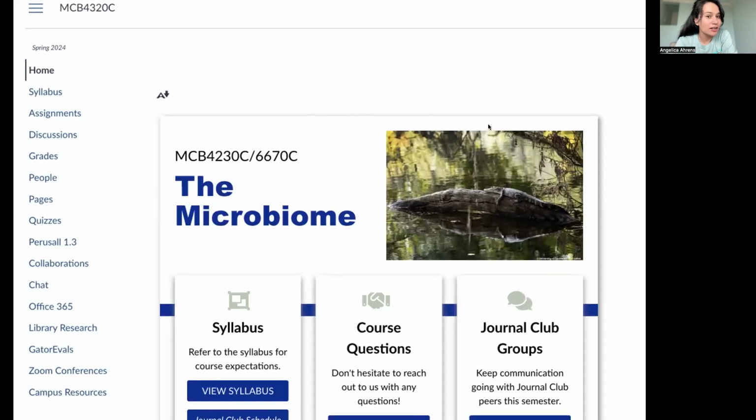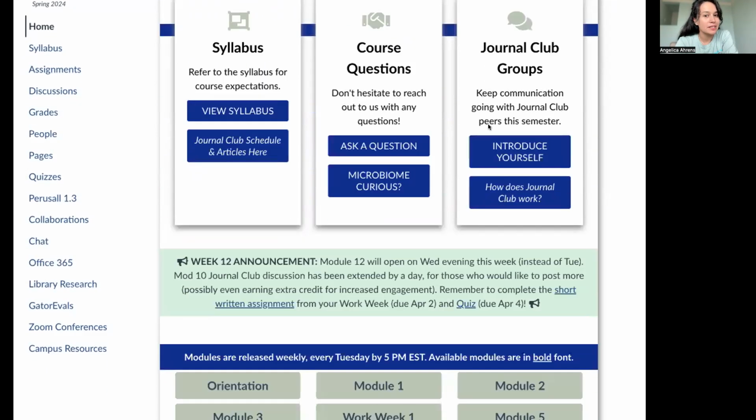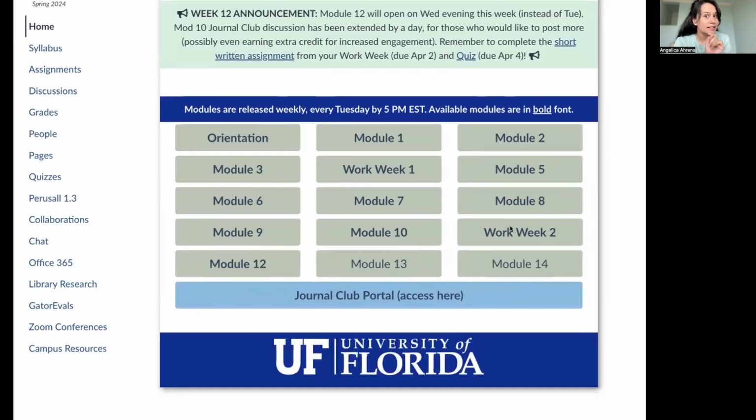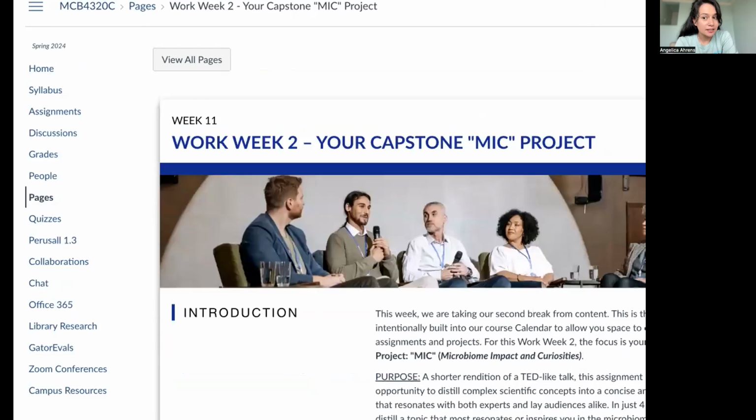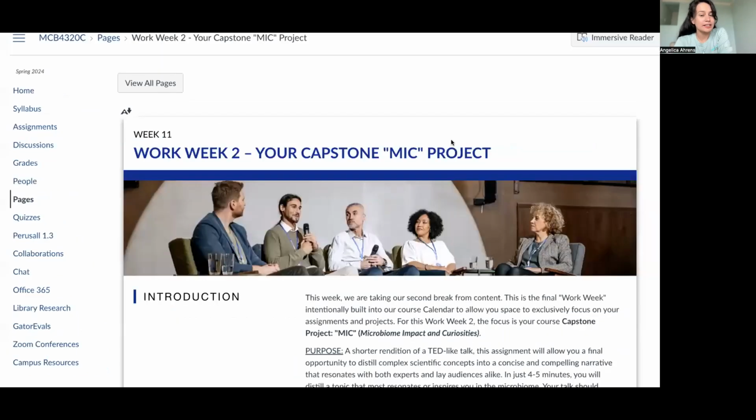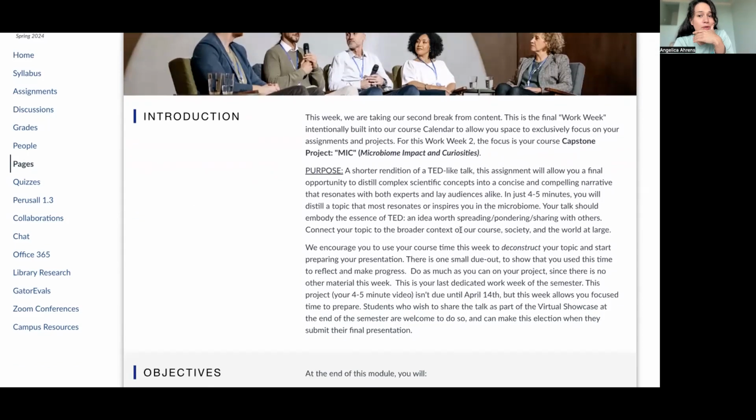Okay, so here we are on the course website, and let's navigate to work week 2. In work week 2, I provided quite a lot of extensive information about the vision behind the capstone project. So let's walk through this together just to be absolutely certain that it's crystal clear to you what we're looking for. The spirit of this is like a TED Talk.